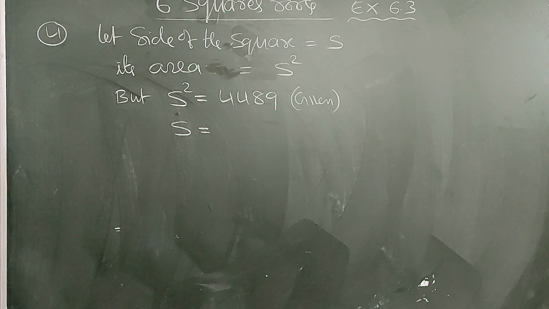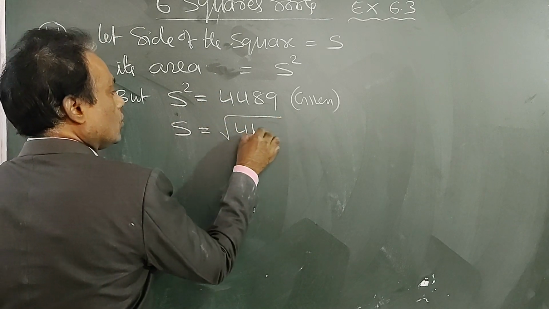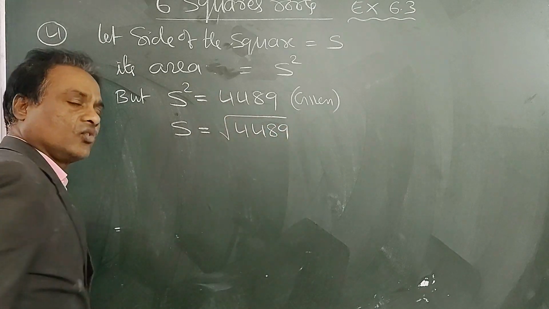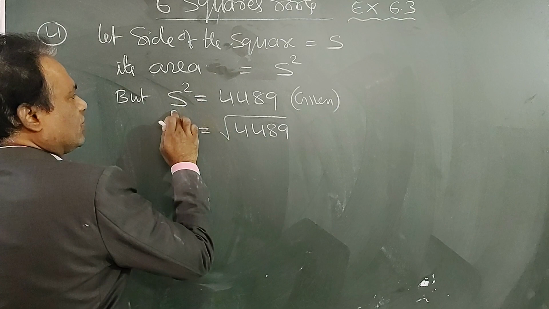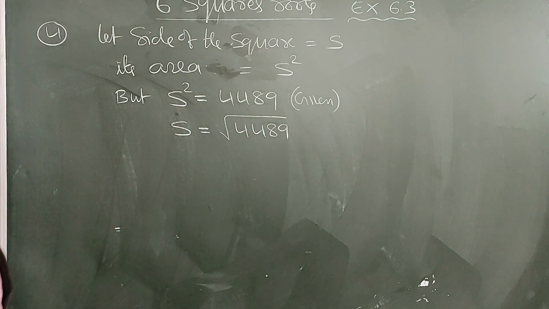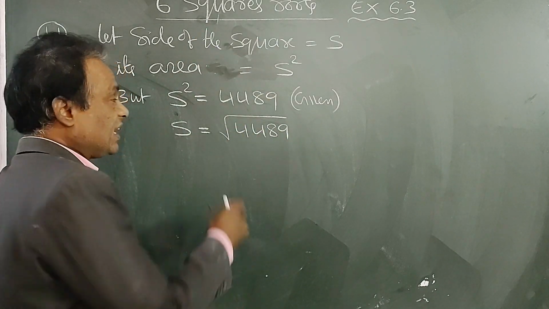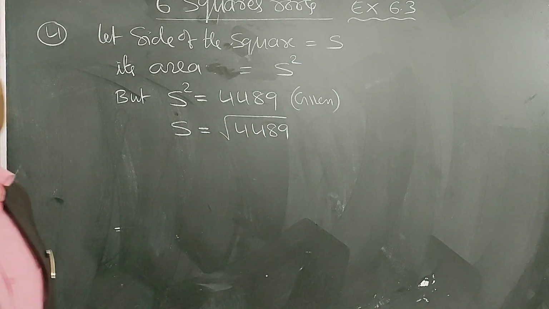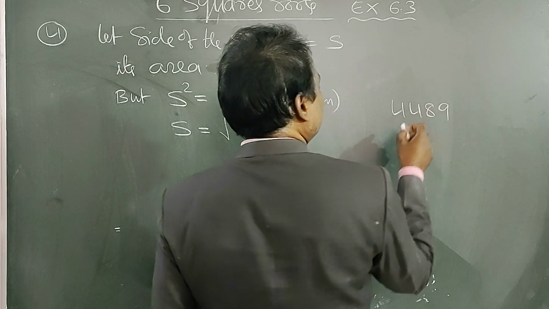What is S? Whenever we are removing the square, on the right side we get a square root. Or you can express the right side in the form of a square. Square, square, same, so we can equate the bases. Like that also you can do. But this is the standard method, because in higher classes you use this method only. Whenever the square is removed, the right side will get a root. How to find the square root of 4489?